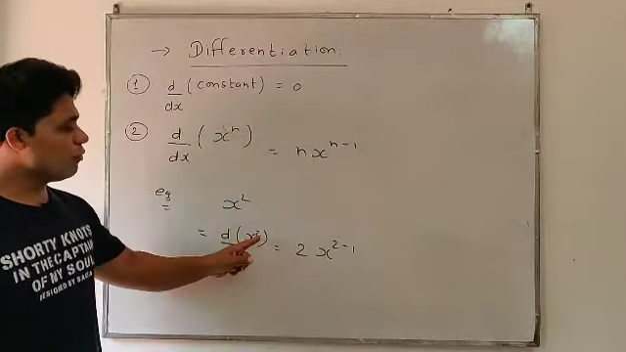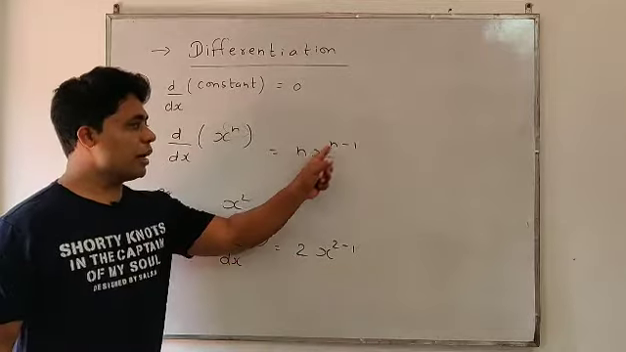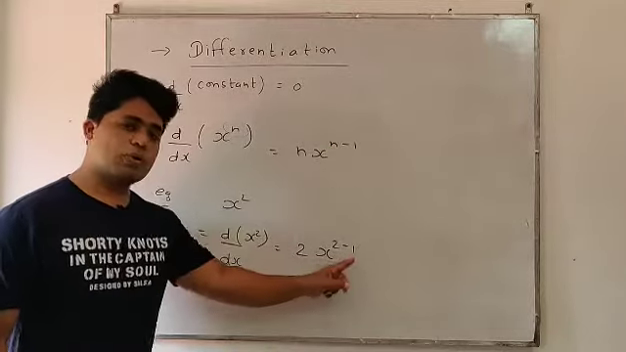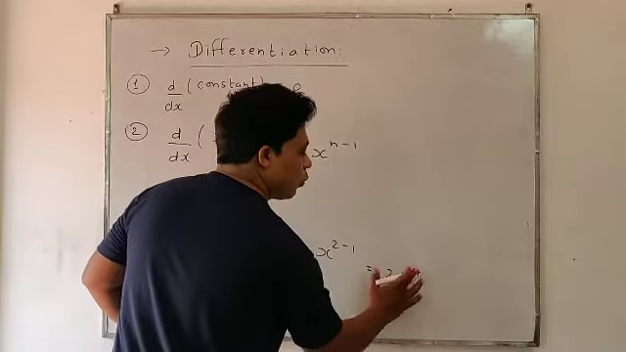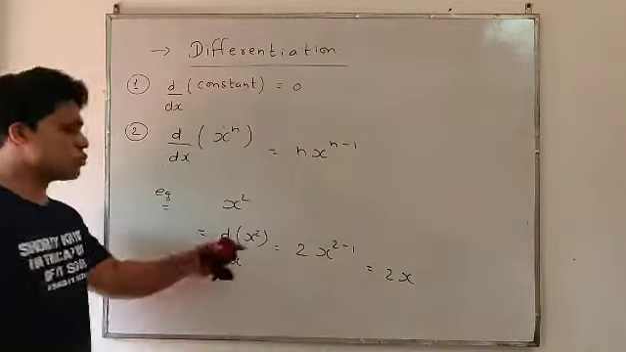Look, instead of n we have 2, so n minus 1 is 2 minus 1. 2 minus 1 is 1, and there is no need to write 1. So what will be the differentiation of x square? 2x.